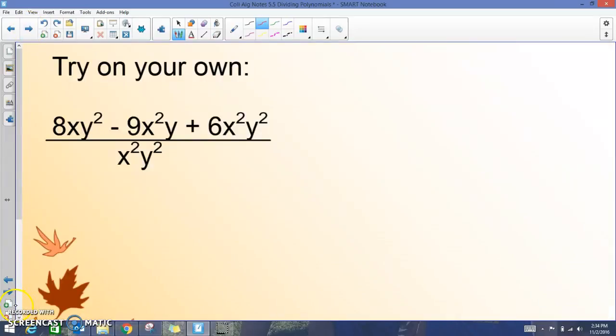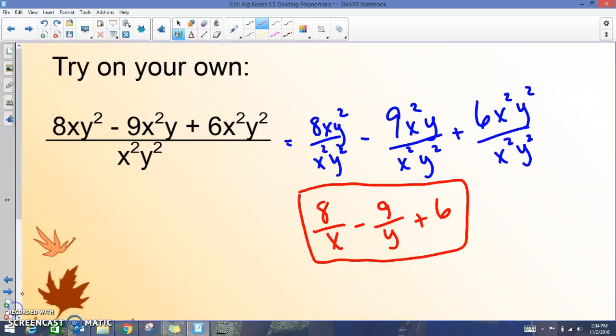I'll pause the video while you work it, and then you can hit play to check your answer. Okay, so remember we take each term from the top and divide it by that denominator, and then we reduce. So we're left with the 8. I have 1 more x on the bottom, and the y squareds will cancel out. Okay, and then it's minus. I still have the 9 on top. I have the same amount of x's, so those will reduce down, and then I have 1 more y on the bottom. And then lastly, the 6 won't reduce.